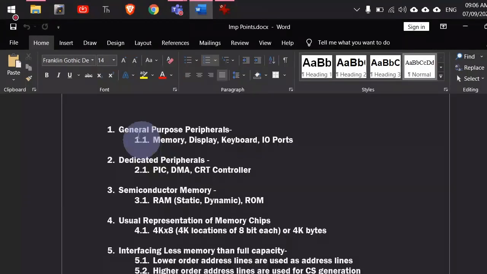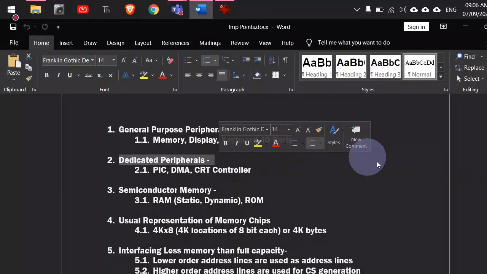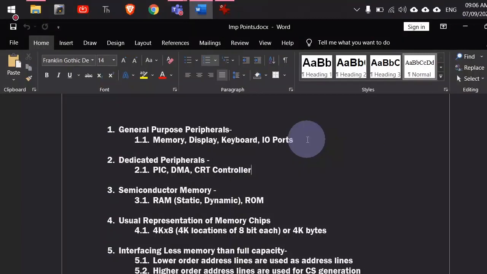The memory devices that we are going to interface, or in general the peripherals that we are going to interface, will be of two types: general purpose peripherals and dedicated peripherals. General purpose peripherals means you could have a memory, a display, a keyboard and input output ports. You might have seen various computers from various vendors. They must be having at least these things: memory, display, keyboard, and some input output ports like USB hubs, etc. These are general purpose peripherals.